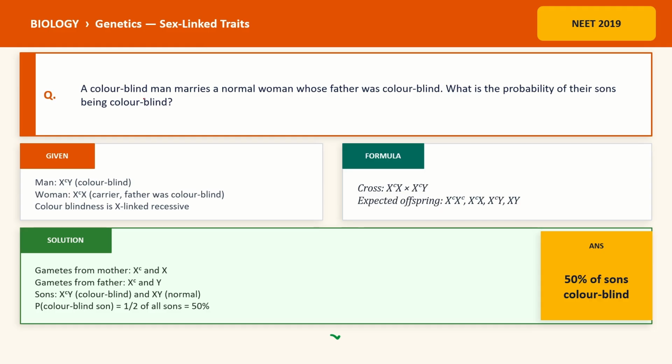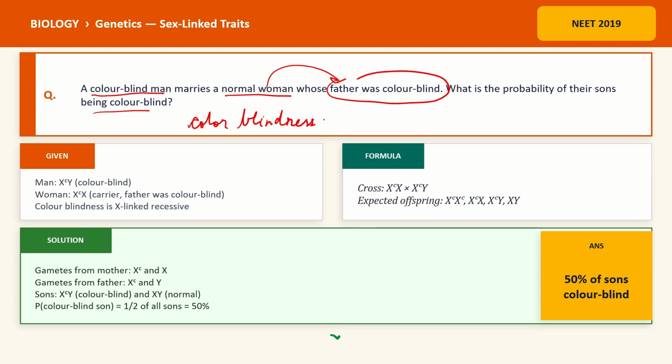So now in this question we can see that we have a colorblind man and he is marrying a normal woman whose father was colorblind. What is the probability of their sons being colorblind? Now we know that color blindness is an X-linked recessive disorder.